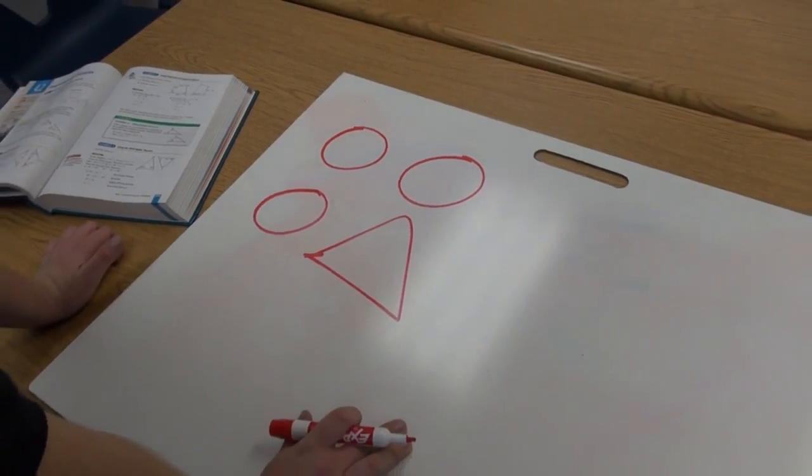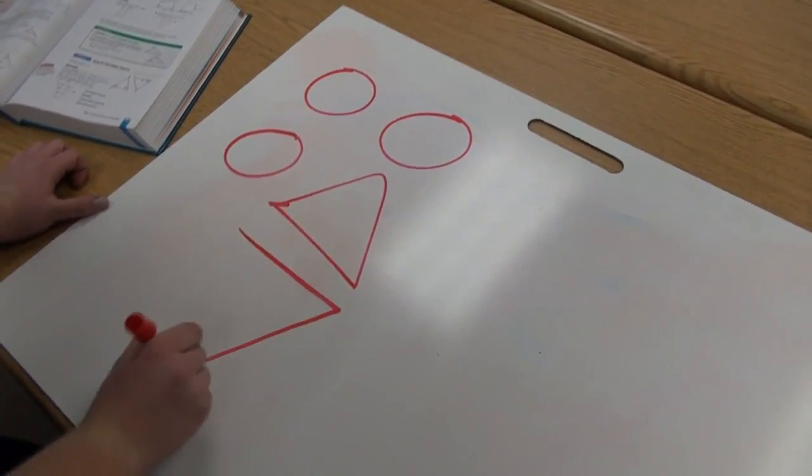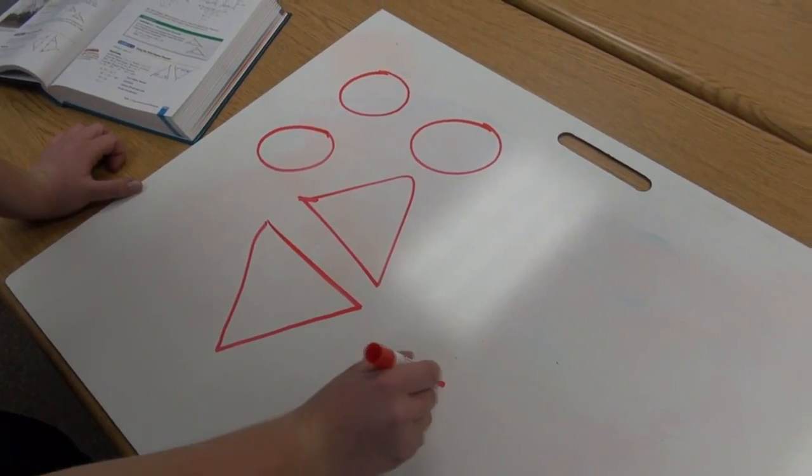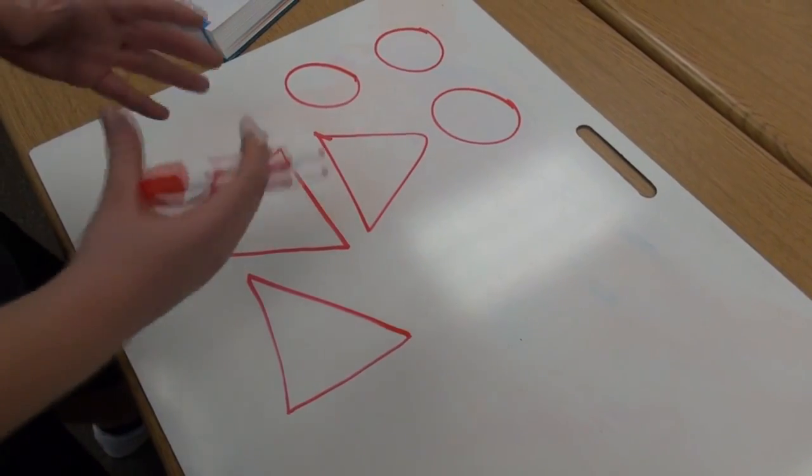Some shapes that could be congruent could be in different positions. Such as this triangle, a triangle congruent to it could be upside down or to its side. And yet it'd still be congruent because it's the same shape but just in a different rotation.